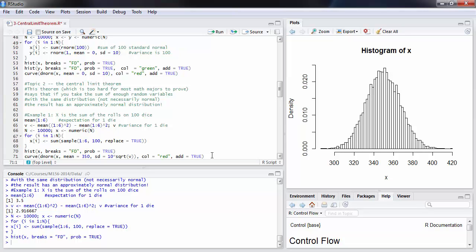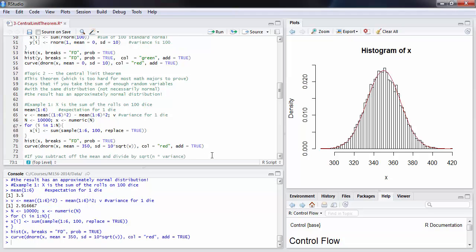Well, for a single roll of a die, that histogram would look flat, but this does look mighty normal, doesn't it? And for comparison, I will take a density function for a normal distribution with a mean of 100 times 3.5, which matches, and a standard deviation, which is the square root of 100, times the square root of that variance I just calculated, and it matches perfectly. That's a simple example of the central limit theorem.